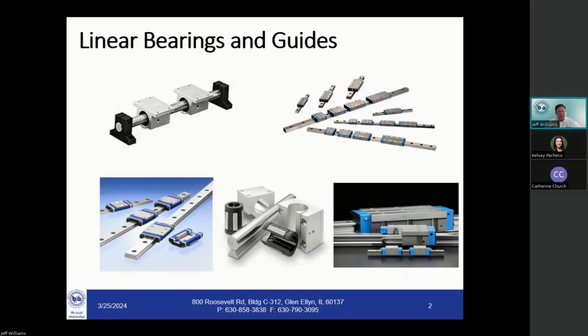So oftentimes the rails will be two rails run in parallel to distribute the load. But if space does not allow, then you would be able to use the low profile rail, which has a wider rail to distribute the load. And also the distance from the baseline to the top of the housing is less. So this would be very helpful in those applications.